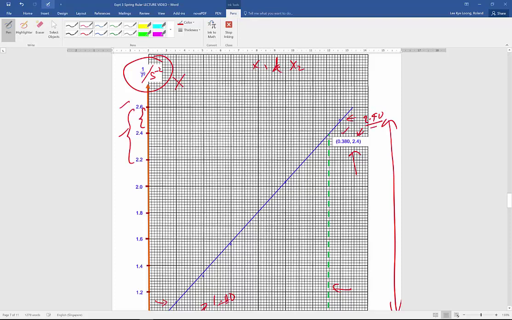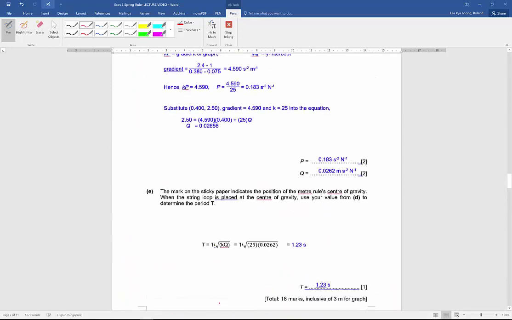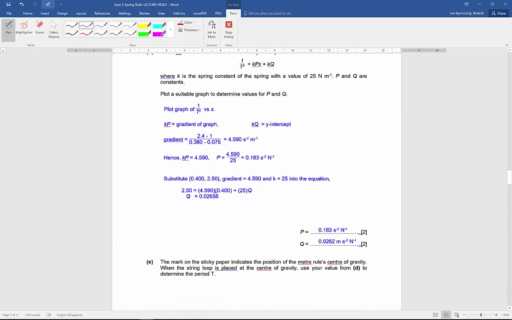So that is fine. Okay. And then when we transfer here, it should be 2.40 minus 1.00, not like that. Okay, so with this we calculate the gradient, all this kind of thing, and then we get this value here, 0.183. Now, many students did not write down the unit for P.